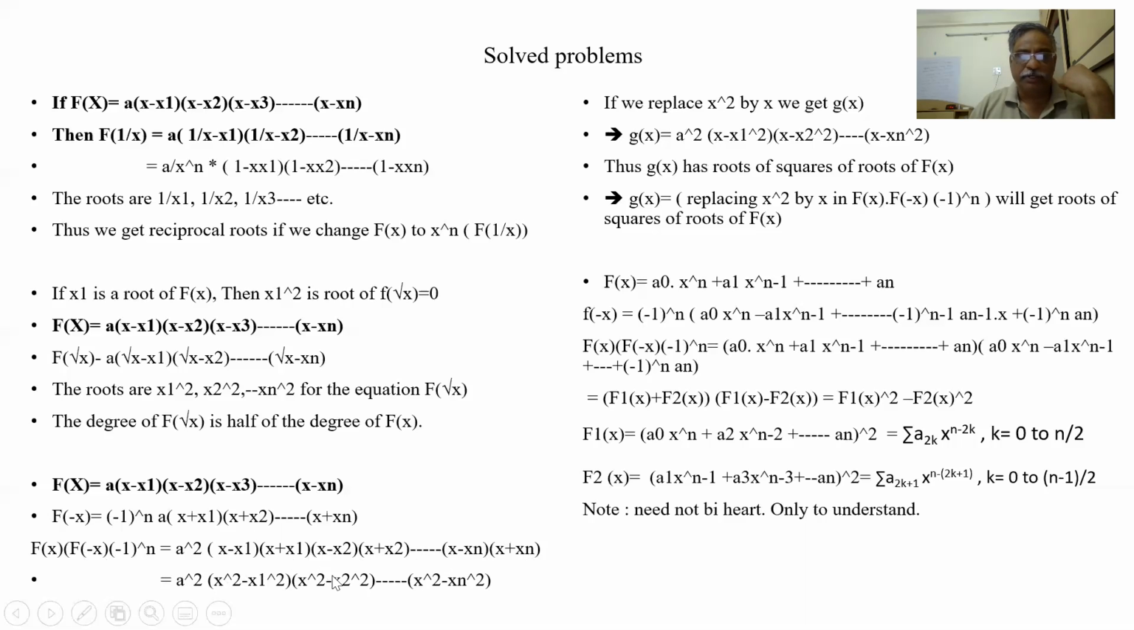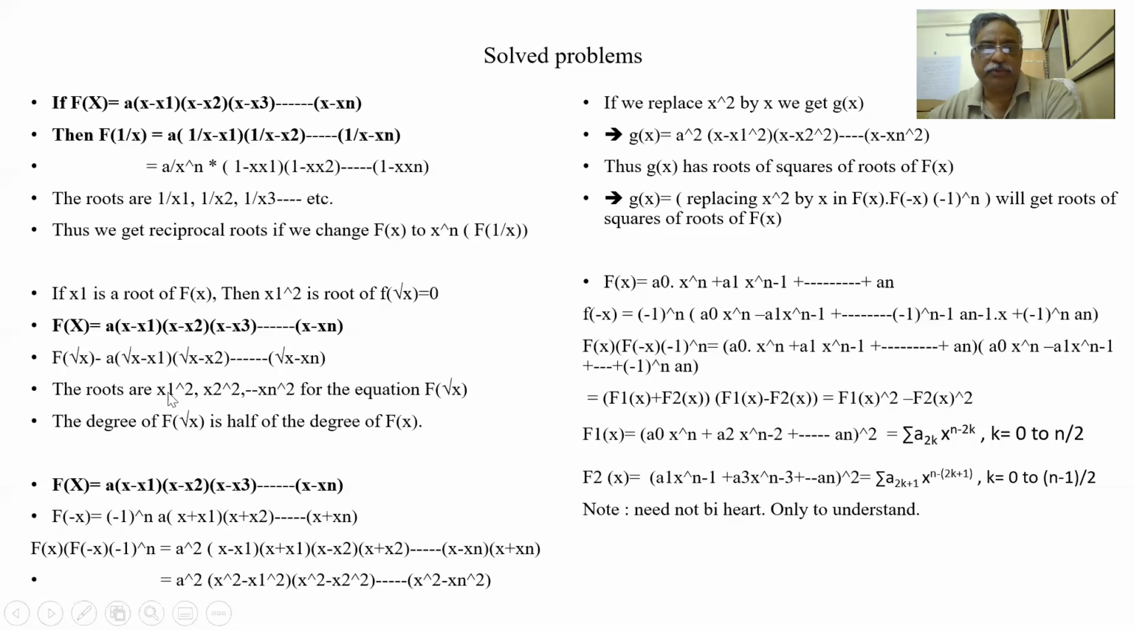This is the equation. So now I am replacing x square by x. What I am doing is replacing x square by x. So x minus x1 square, x minus x2 square, x minus xn square. Here what are the roots? x1 square is the root, x2 square is the root, xn square is the root. So this g of x is having roots of squares of the roots of f of x.